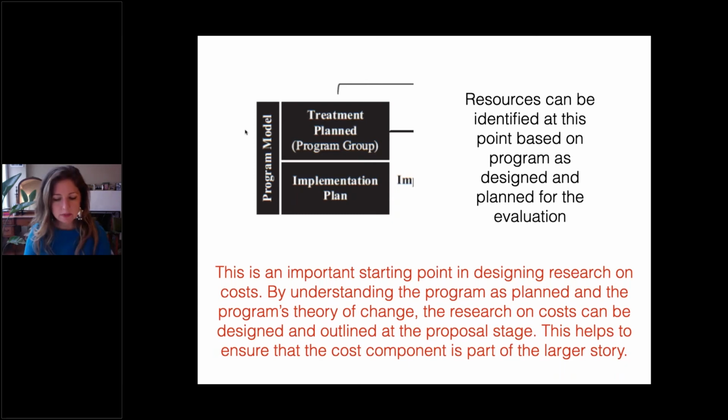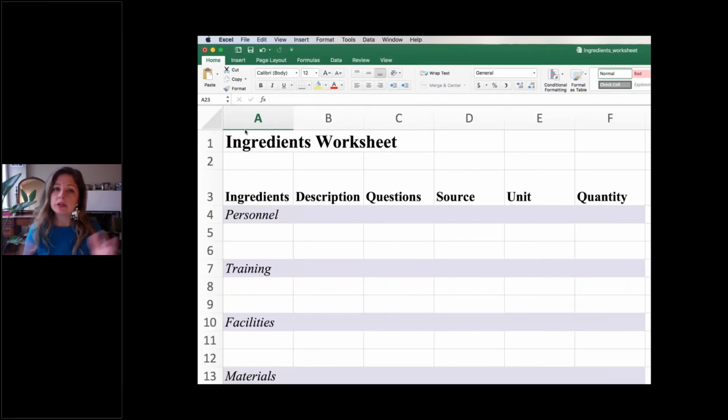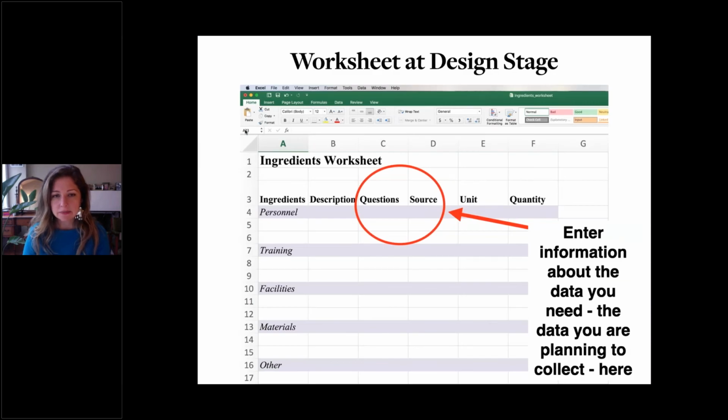You can just start to specify this list. And as you do that, you can create a worksheet. Now, this worksheet is a little different from the worksheet that you had before, largely columns C and D, where we think about the questions that you may need to ask to get the data that you need on different ingredients. You might also then list the source of information where you could get those data, right?